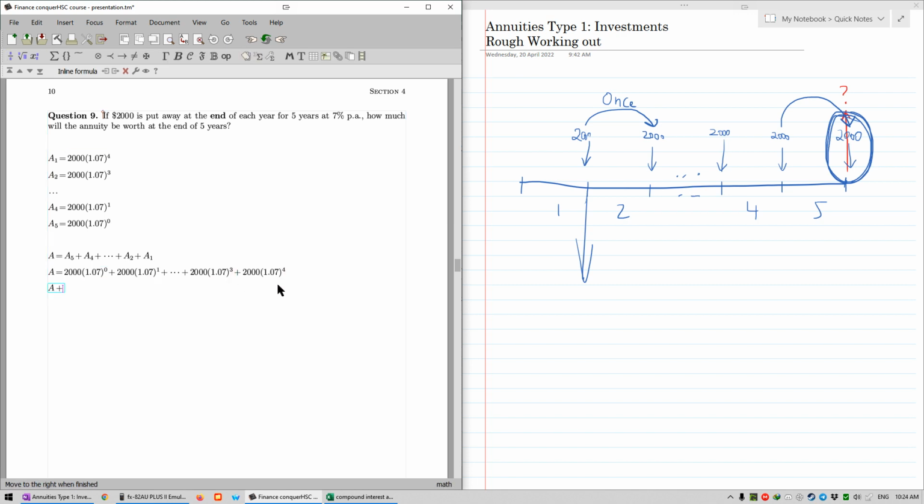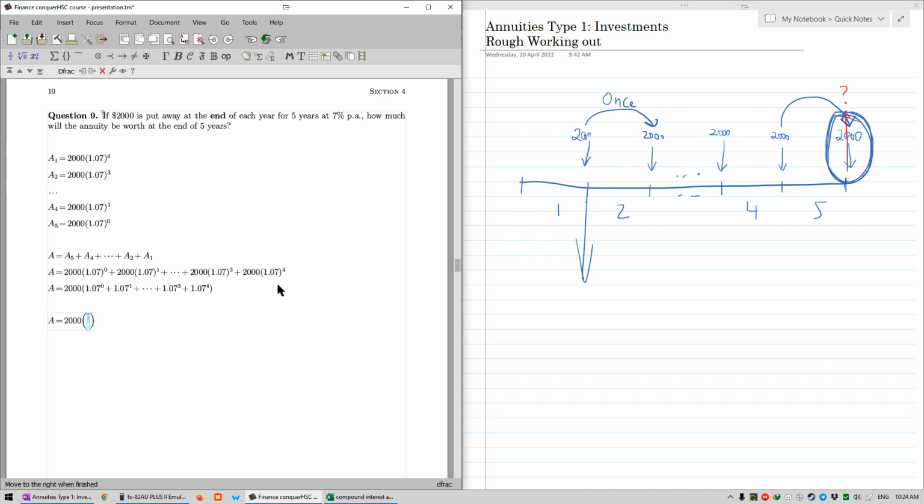Alright, and now as before, we're going to factorize out the common term, which over here is 2000, and then we'll have 1.07 to the power of 0 plus 1 dot dot plus dot dot, and it goes up to what? 3 times and then 4 times. All right, now we apply the sum of a GP formula, and A is equal to 2000.